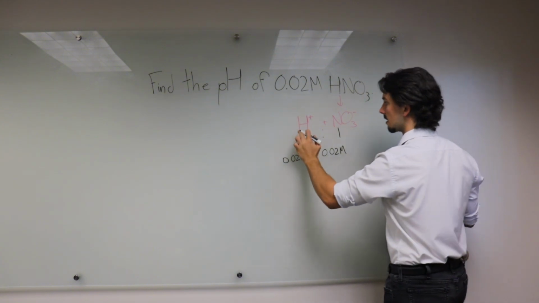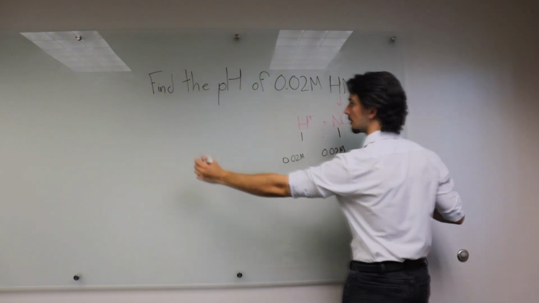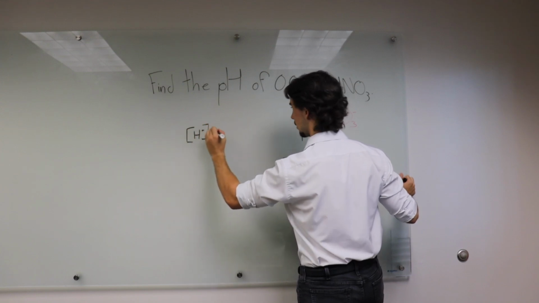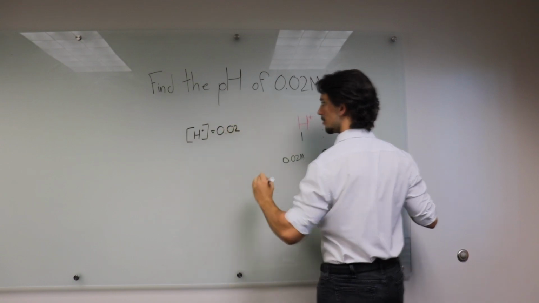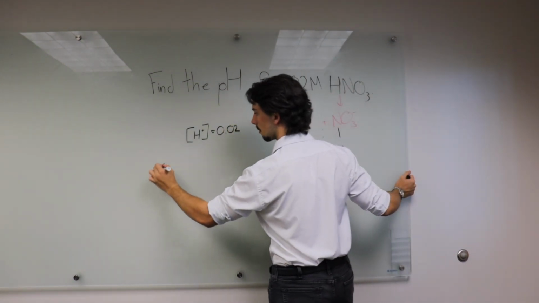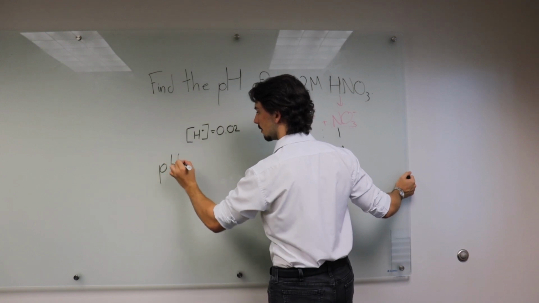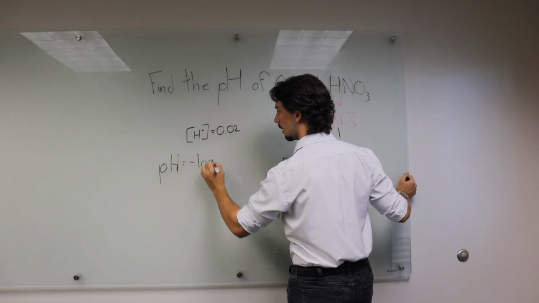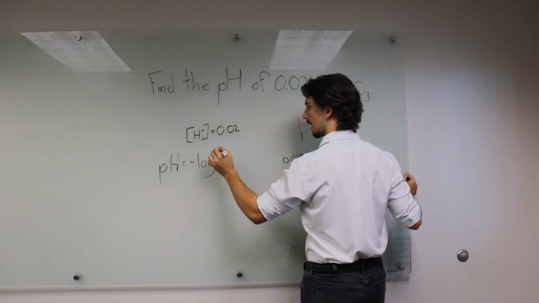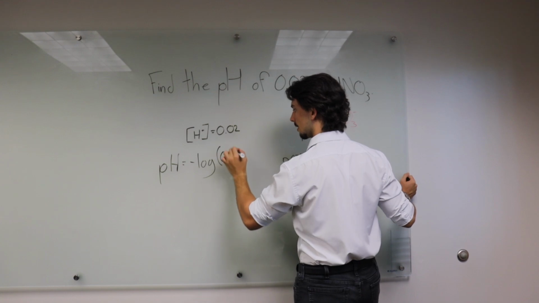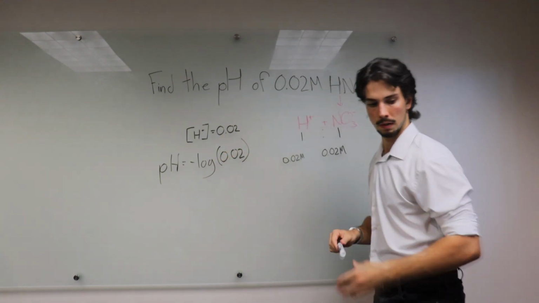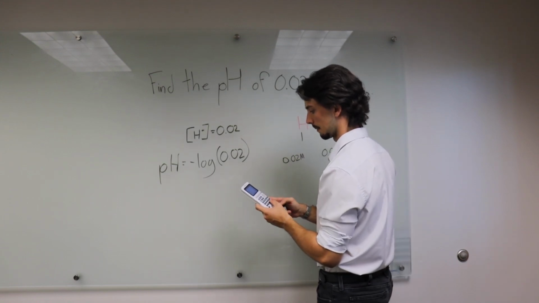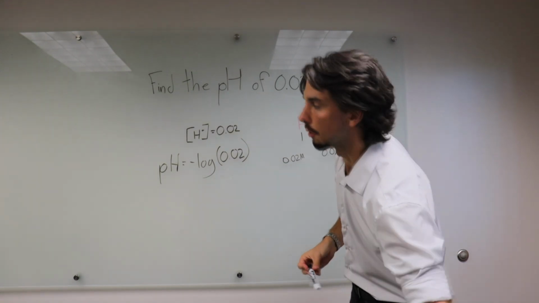Now, this is what we're going to look for, the hydrogen ion concentration. So that is what we need to figure out the pH. If we know it's 0.02, all we do is plug it into the pH formula. And as we said before, we know that the P in pH stands for negative log, and we just take that concentration of that hydrogen ion, 0.02, and we plug that into the calculator. Negative log of 0.02 will give us a pH of 1.7.